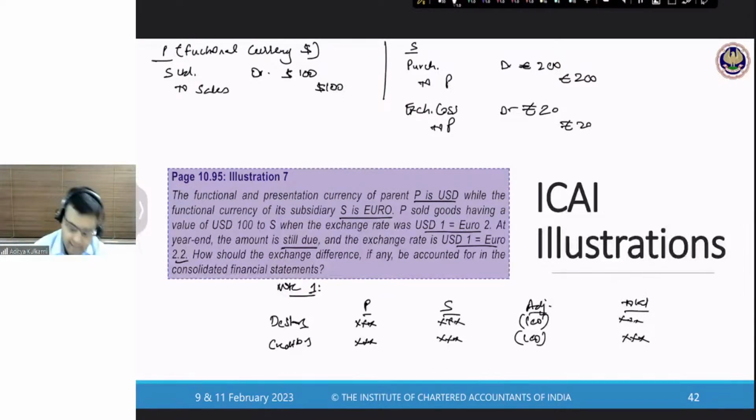Sir, why 100? Now it is at 220 euros, right? So divide by 2.2, that gives you 100 USD. So eliminate 100. Sir, what about 20 exchange loss? That will still remain. That will not go anywhere. It will be there in the P&L, and since this is the loss arising in the subsidiary's books, it will be divided between the parent as well as the NCI. Is it okay?